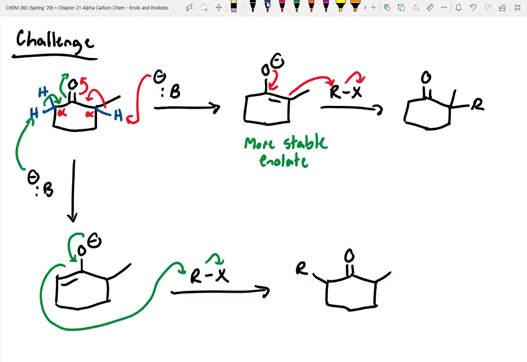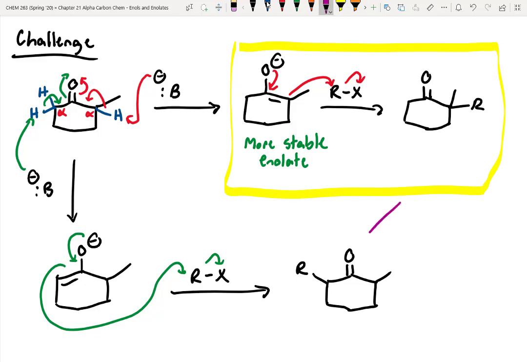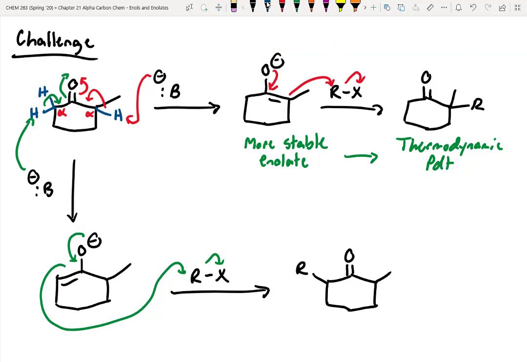Most students, when they see this, would intuitively say, well, this doesn't make any sense. You just said this is a more stable enolate. Why even bother drawing this one down here? Well, it gets a little bit tricky. One thing I want you to remember is if you're going to a more stable product, that means that you're creating a thermodynamic product. And if you remember back to second term, thermodynamic products can be favored, especially under high temperature conditions.